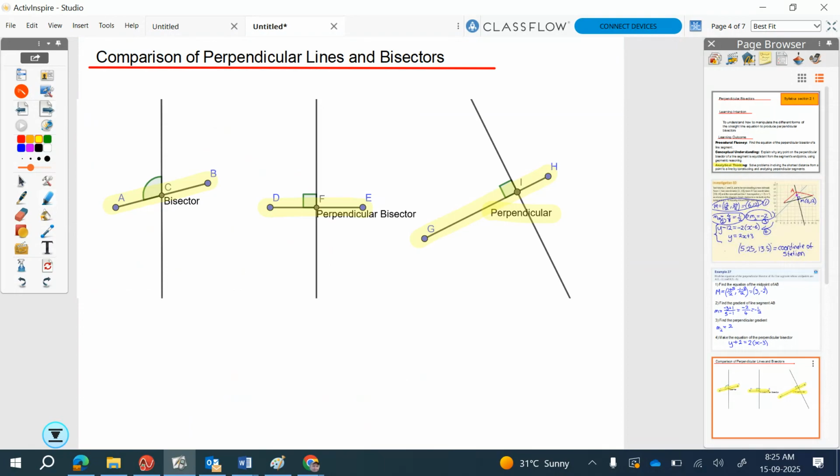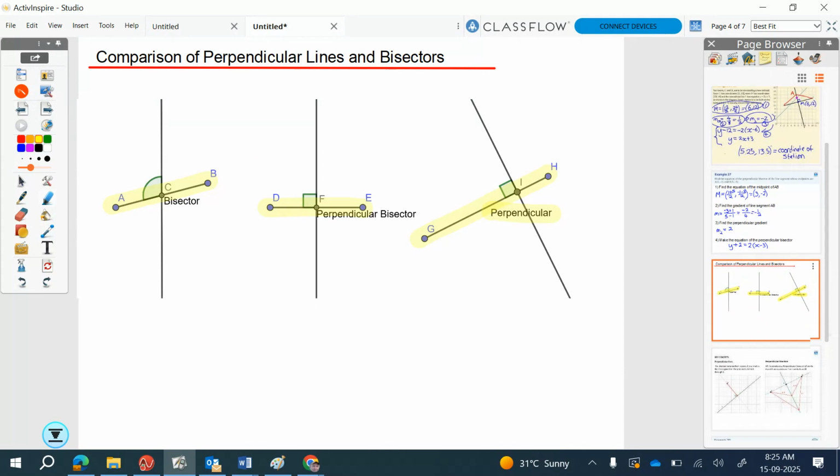Both a perpendicular and a perpendicular bisector cut the line at 90 degrees, but only one of them cuts it at the midpoint. The perpendicular bisector cuts it at the midpoint. So a bisector cuts a line segment at the midpoint. A perpendicular cuts the line segment at 90 degrees, but only a perpendicular bisector does both.